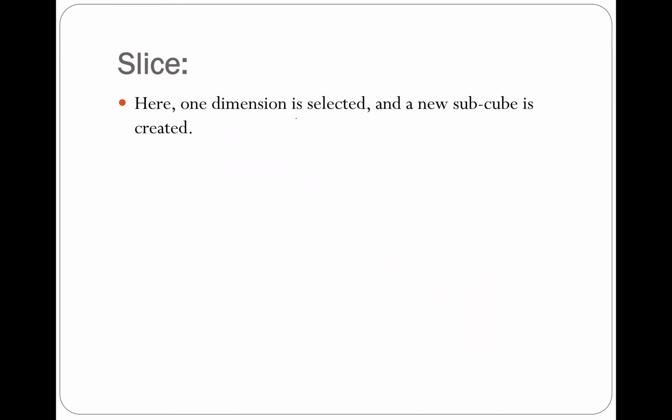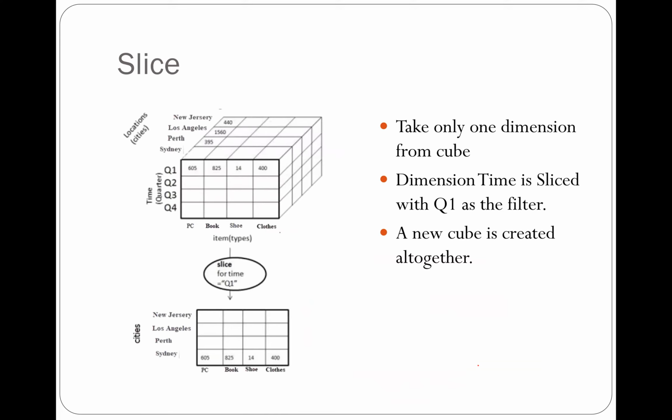Slice means one dimension is selected, a new slice will be taken. Say for an example, one city I'm going to take. This particular data only I'm going to take. See, New Jersey, Los Angeles, and Perth and Sydney. So that data alone I'm going to take for Q1. This is called one slice. We are doing it, right? That is called slice.